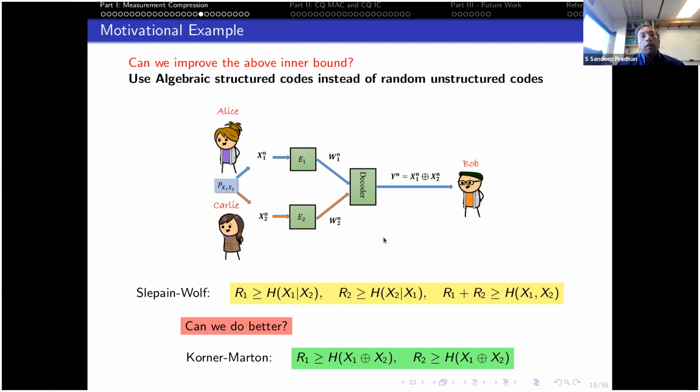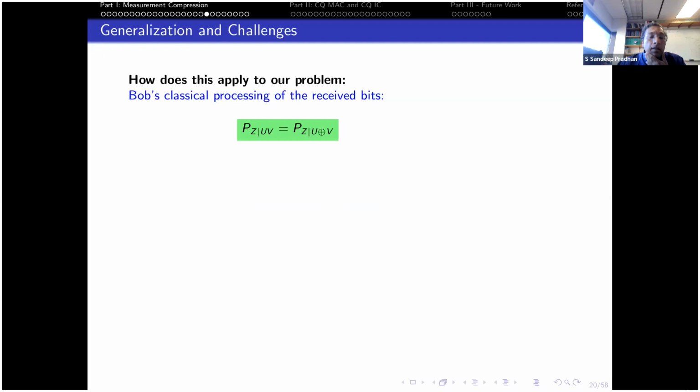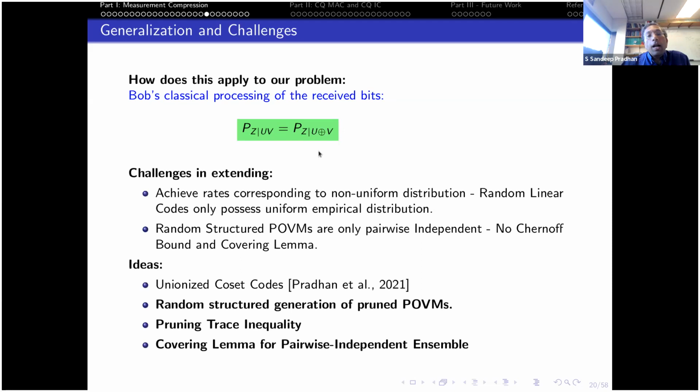Now the question is, this is a motivational example, and how does it help our problem in the following setting? Well, it matters because remember, Bob's strategy here is information fusion. He has to fuse information sent by Alice and Charlie, and in that process, he has to do some computation. So he can do local processing using any local randomness. He can produce his output Z based on U comma V, and that could be, for example, something like this, where you might want to first produce a computation on U and V and then produce a reconstruction. So there are a lot of challenges in extending these ideas.